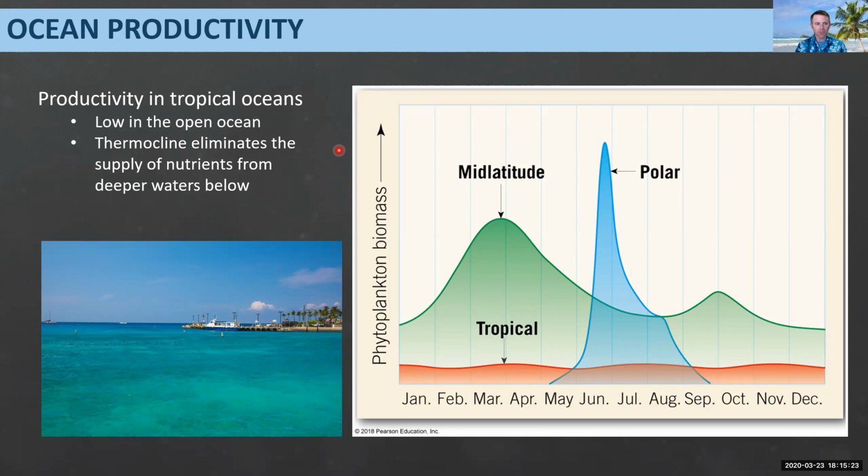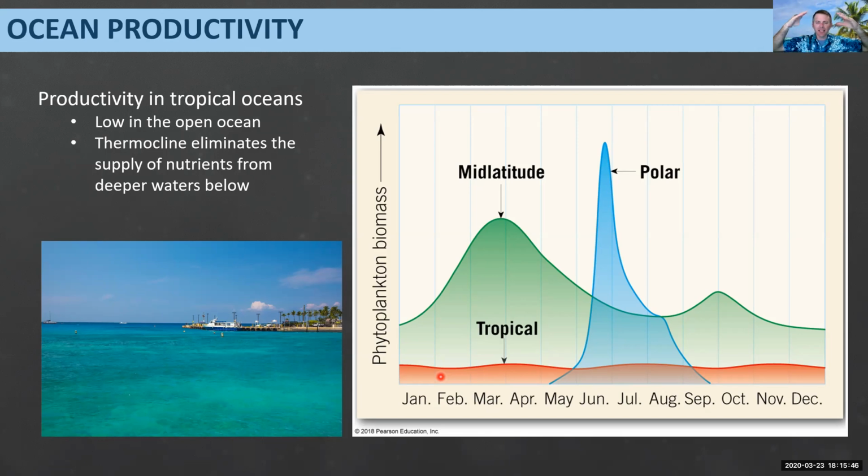The tropical oceans then do not have very high productivity at all. That's the orange line over there. Basically the reason is they have a lot of sunlight, but they do not have a lot of nutrients. The thermocline prevents upwelling from happening, just kind of keeps a lid on that water there.